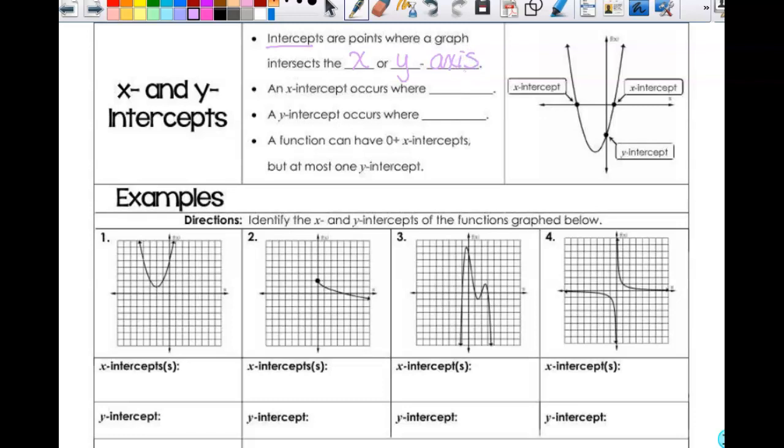Here's where you might need to remind yourself of stuff so you don't get things backwards. An X-intercept occurs where Y equals 0, and a Y-intercept occurs where X equals 0. A function can have 0 plus X-intercepts, but at most 1 Y-intercept. If it has more than 1 Y-intercept, then it's not a function.